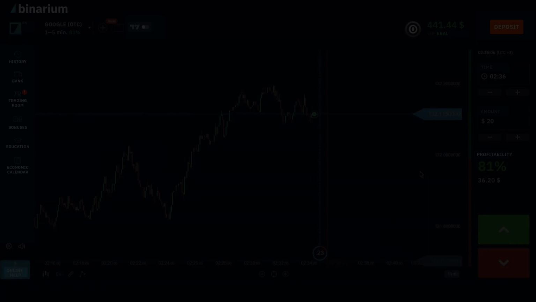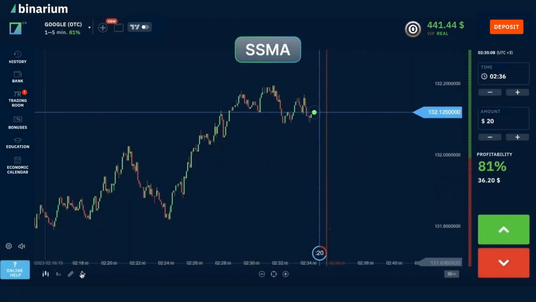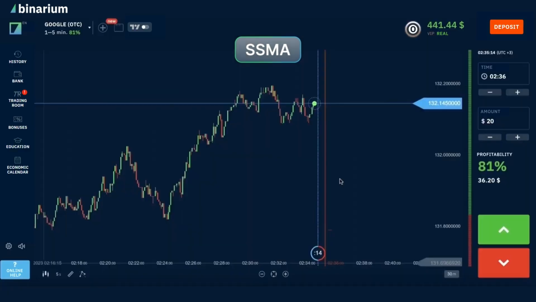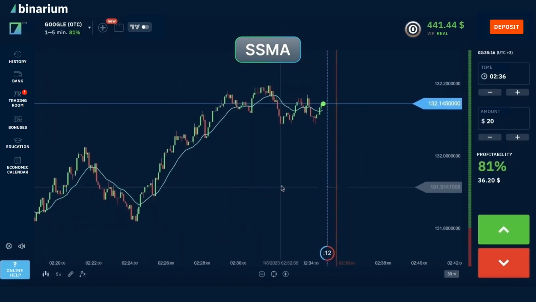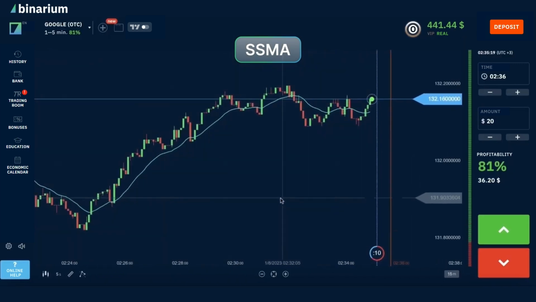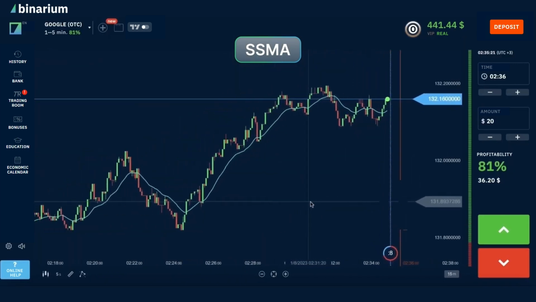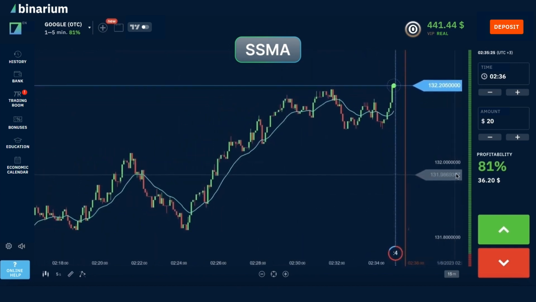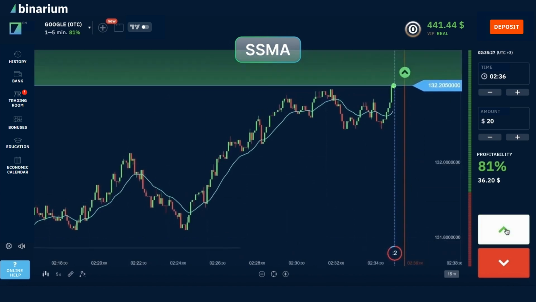combination with other indicators. Finally, the last indicator for today, smoothed moving average, SSMA. This combines simple moving average with exponential smoothing. Since SSMA is more smooth than other moving averages, it is less sensitive to short-term price fluctuations. This makes it useful for long-term trend strategies and volatile markets.